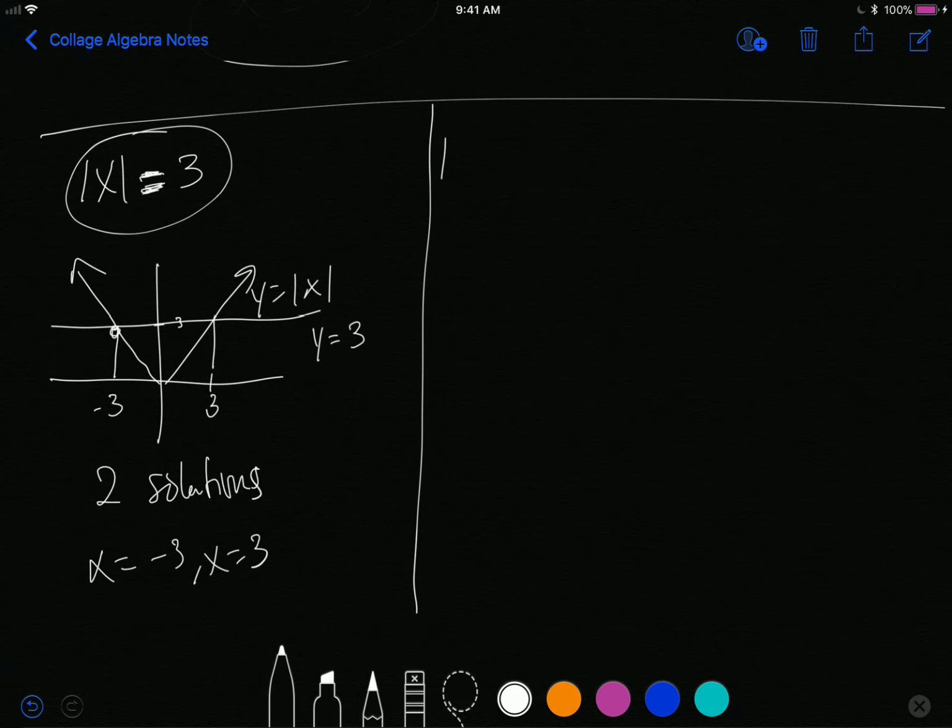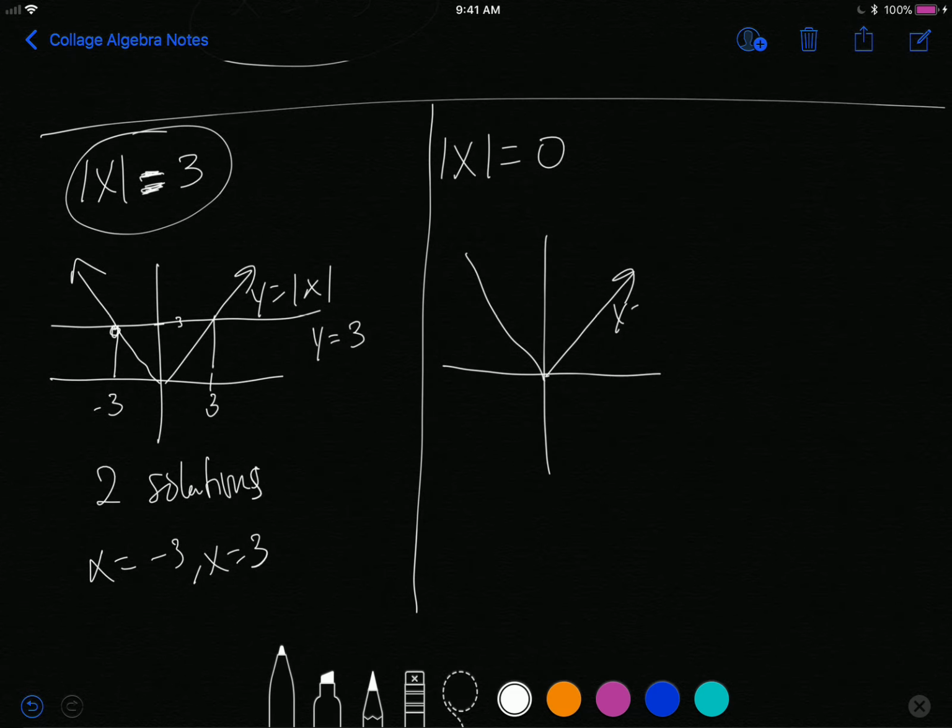On the other hand, if you have the absolute value of x equaling 0, then this right here is my absolute value, y equals the absolute value of x. The line y equals 0 will be the horizontal line on the x-axis. And if you look carefully, you'll note that the two graphs meet only once. These right here meet twice. This graph meets only once. And so here we have one solution.